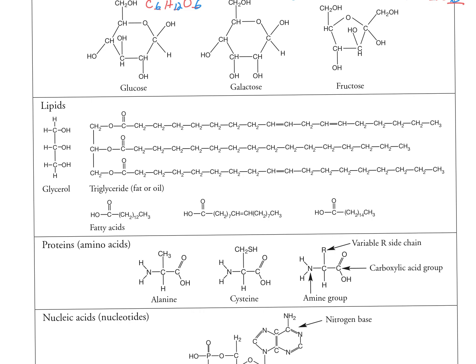Look at your notes. You wrote it down. If you didn't write it down, you're not taking good notes. What's a carboxyl group? C double bond oxygen, single bond oxygen. Do you see that anywhere on this page? In this lipid section? Do you see it?